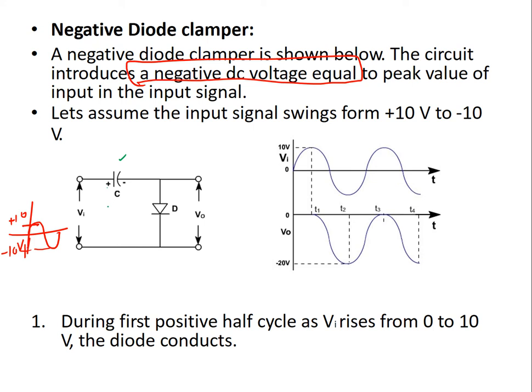Now what will happen? During the first half, this is the input signal, the same input signal. Let me draw here, this is minus 10 volt. Let's say this time period is T1, the positive cycle. So when the positive cycle comes here, this is the configuration: here this is positive, this is negative.